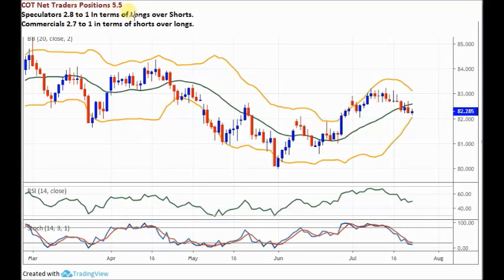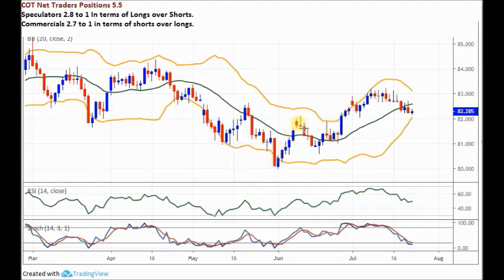5.5, smaller divergence than the last one, but the way this one built up is highly significant. The speculators are 2.8 to 1 in terms of longs over shorts, so bullish. Commercials, 2.7 to 1 in terms of shorts over longs, so bearish. But what's interesting is what happened down here.